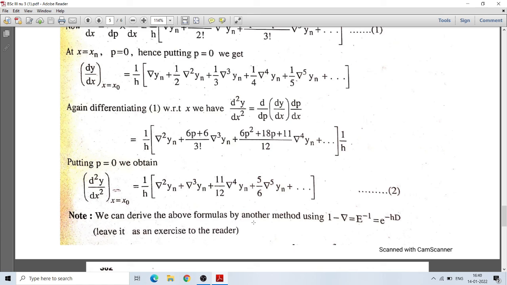We can derive the above formula by another method. 1 − ∇ is equal to e to the power of −d.